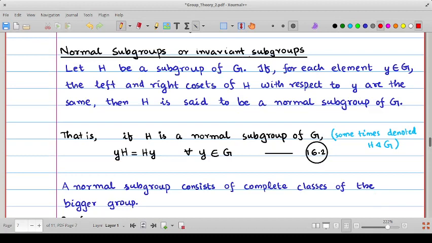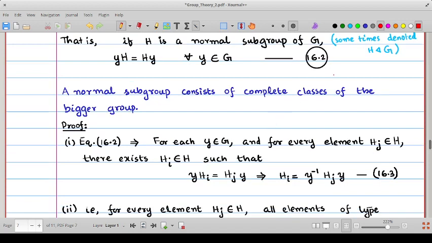Normal subgroups or invariant subgroups. Let H be a subgroup of G. Now, if for every element Y of the group G, the left coset given by YH and the right coset given by HY are the same, then such a subgroup is called a normal subgroup of the given group. Now, a normal subgroup sometimes is denoted by this symbol, which denotes that H is a normal subgroup of G.